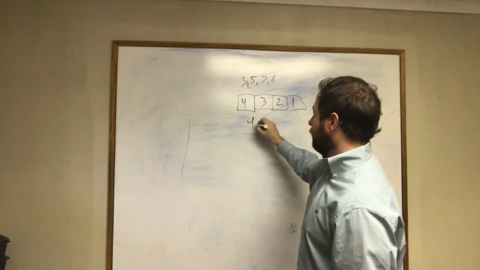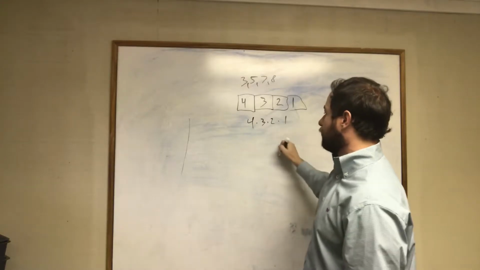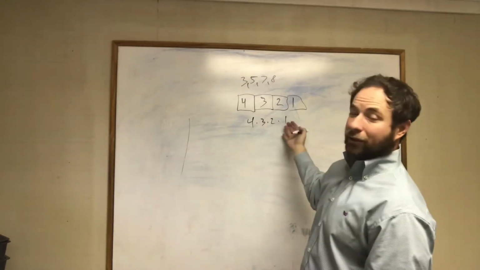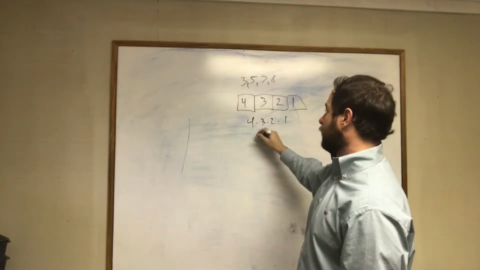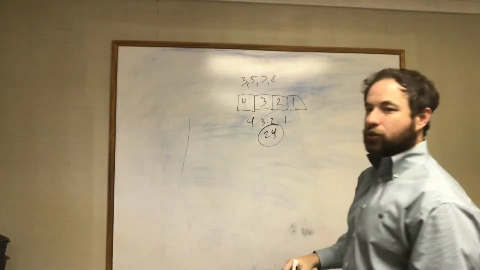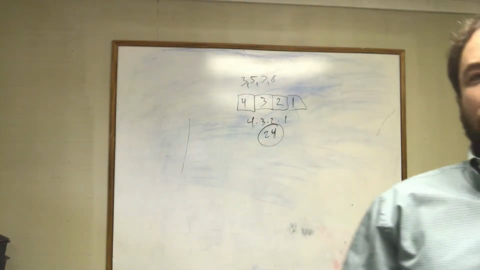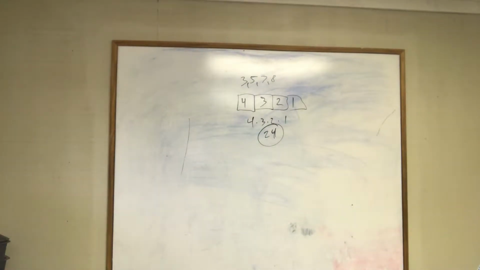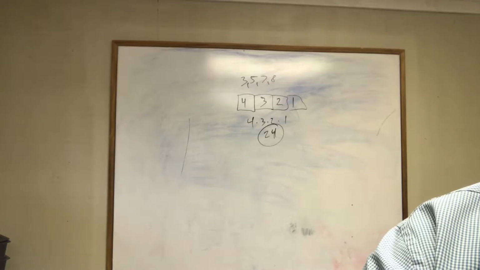And so then what it ends up being is 4 times 3 times 2 times 1. 4 times 3, obviously you can put it in your calculator to make it really fast. 4 times 3, though, is 12. 12 times 2 is 24. 24 times 1 is 24. So the answer is there are 24 different possibilities for those four numbers.